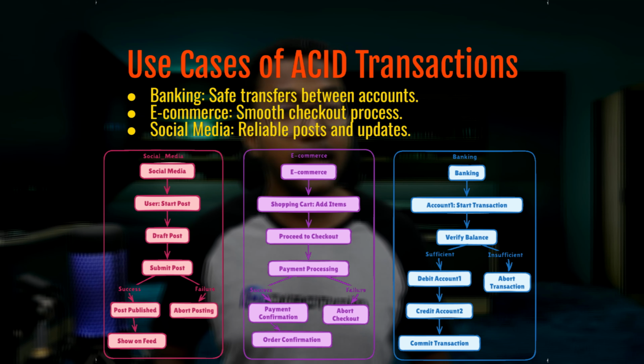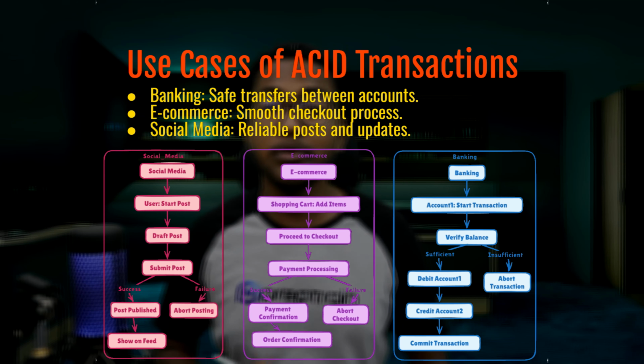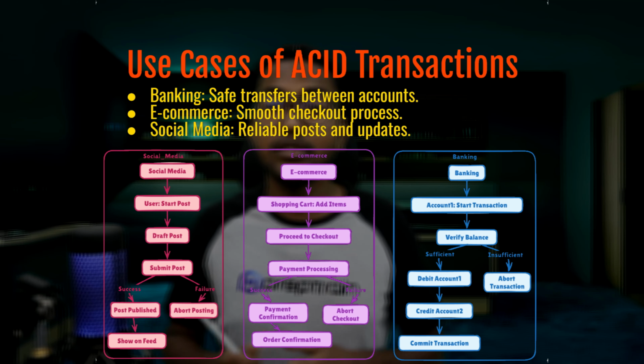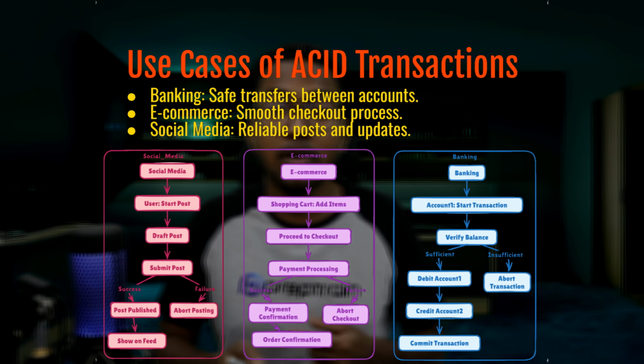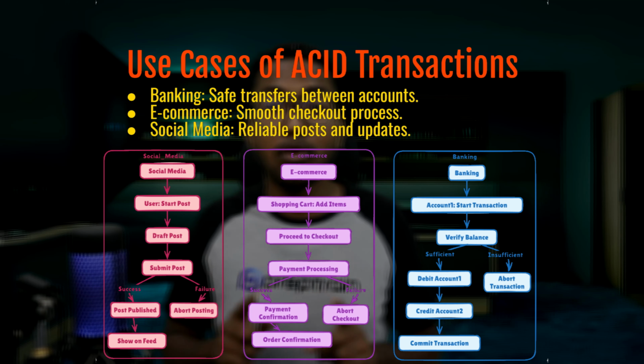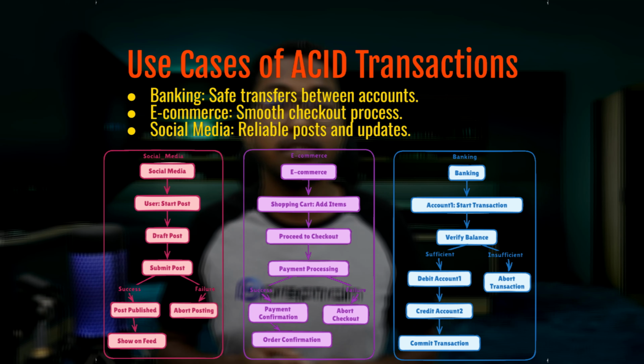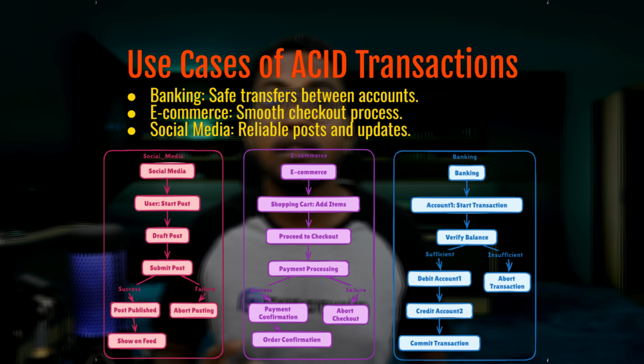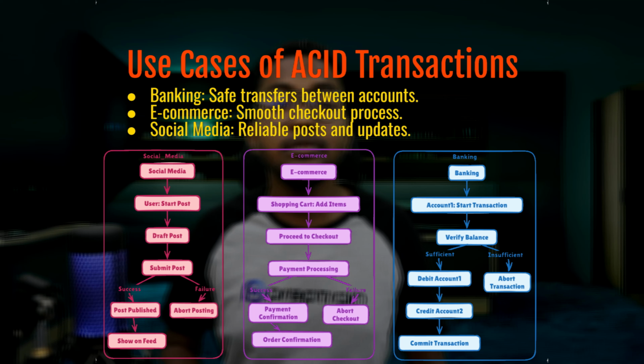Imagine transferring 500 rupees from your saving account to your checking account. Atomicity makes sure that either both the debit and credit steps happen or neither does. If the system crashes after debiting your saving account, the transaction will roll back. No money will be lost. This prevents a situation where one account is debited but the other is not credited, which could lead to serious problems.